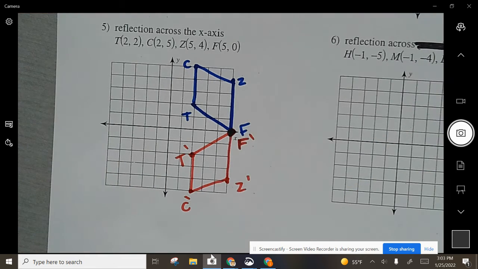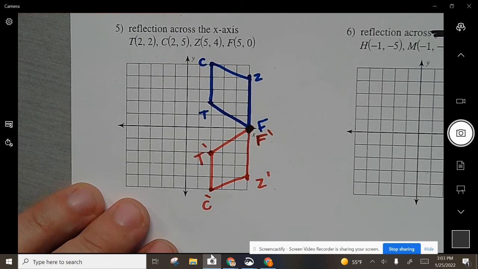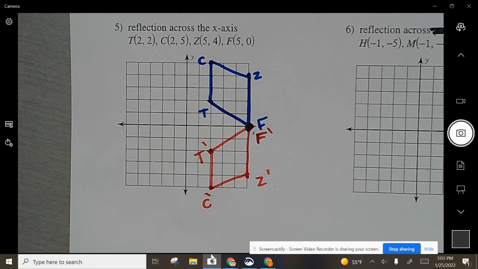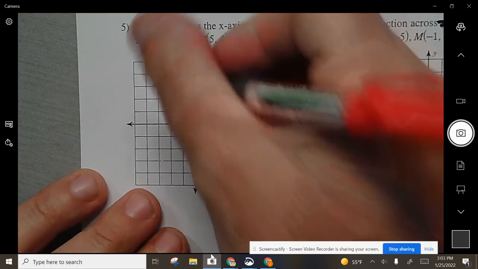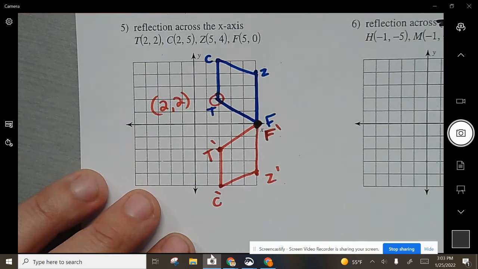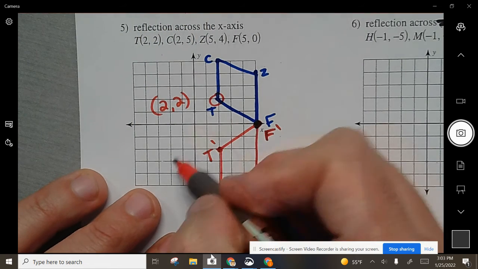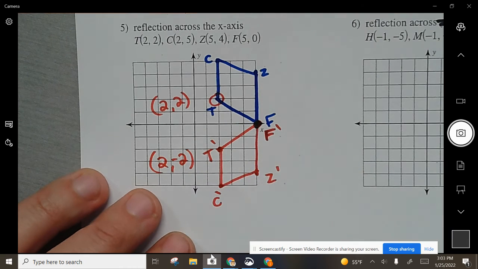Now here's the question. There is a rule that we want to talk about in a second, and actually, we're not going to deal with it quite yet. We will touch on it. Let me go ahead and talk about this T. T, where is that coordinate at? That's at 2, 2, correct? And then where's T prime? That's going to be at 2, negative 2, okay?